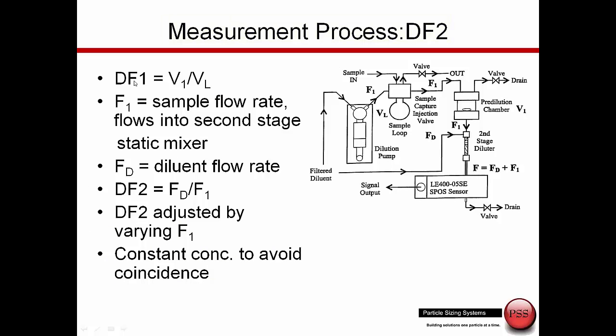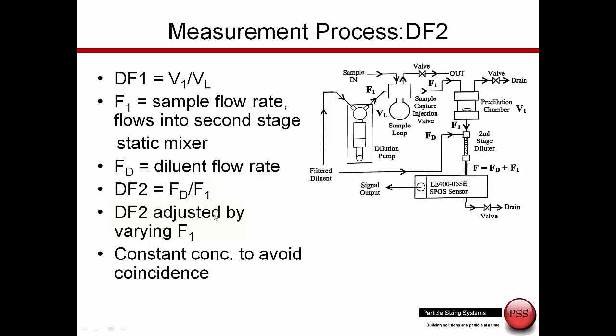DF1 was defined as V1 over VL. Now we're going to use a syringe to transfer the sample from the chamber down into the second stage diluter, the static mixer. And that flow rate is F1. The flow coming here is filtered diluent. It's always filtered because we want to make sure the particles we're measuring are coming from the sample, not from the diluent. So the filtered diluent flow is FD. And we're going to define DF2 as FD divided by F1.